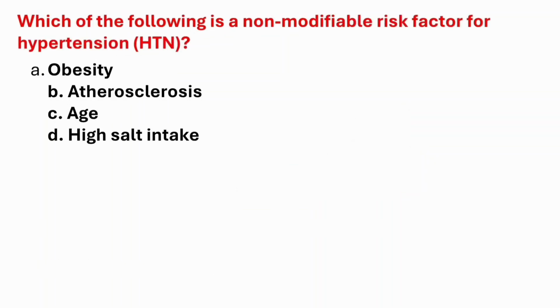Episiotomy scissors. Which of the following is a non-modifiable risk factor for hypertension? A. Obesity. B. Atherosclerosis. C. Age. D. High salt intake. The correct answer is C.